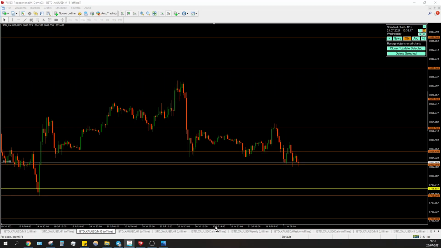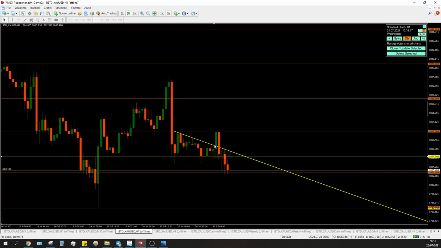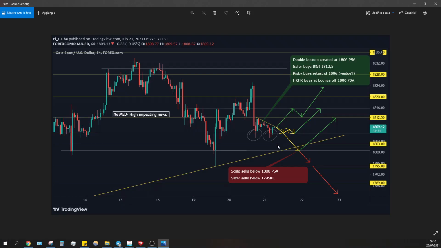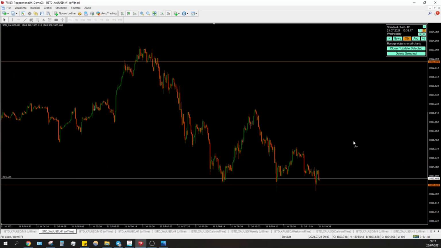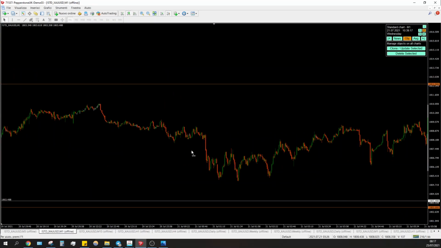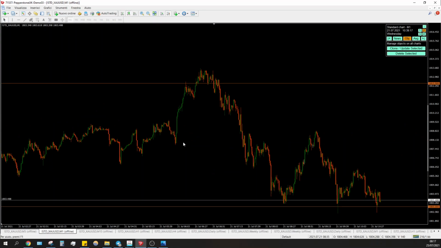So what happened here? The squeeze from a wedge. This is very, very fast. This is what we were looking for. We were looking for a smaller range created during London and a breakout. If you go on the 1 minute, you can see it. There's the breakout of the wedge.